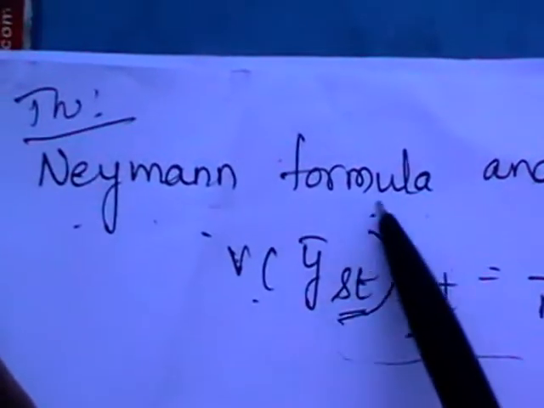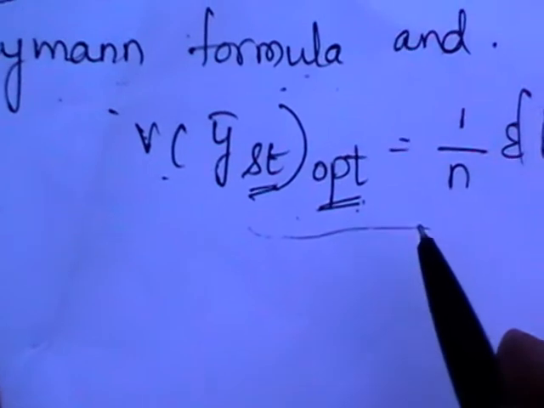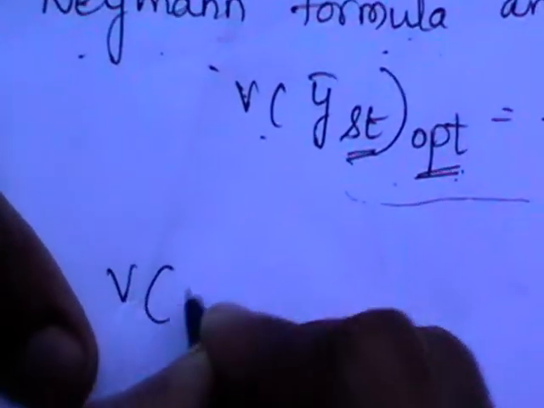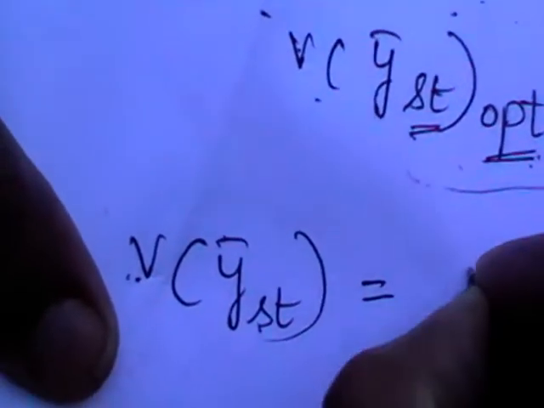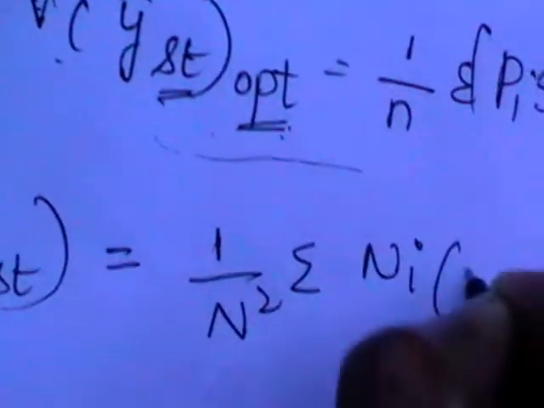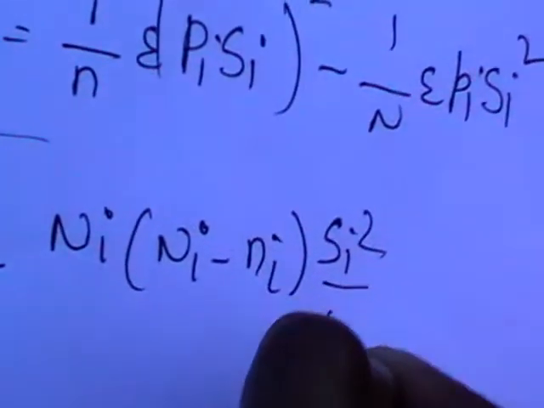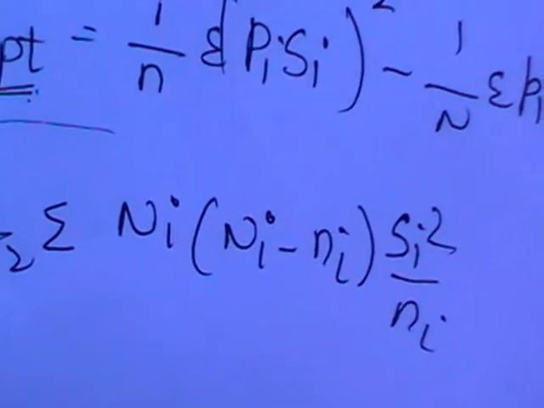So first, to derive this, you should find out the Neyman formula for sample size. Before that, we know the variance of y bar st. Variance of y bar st means variance of sample mean under stratified random sample. So its formula is 1 by n square sigma ni into... This we have already discussed in the previous theorems. Variance of y bar st is this.